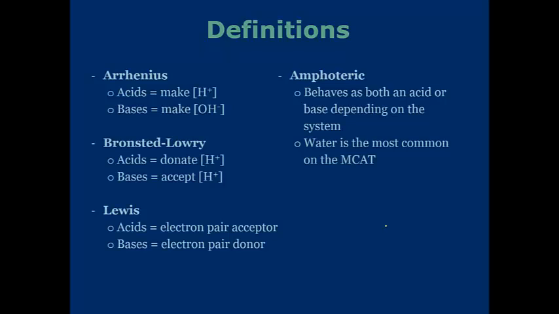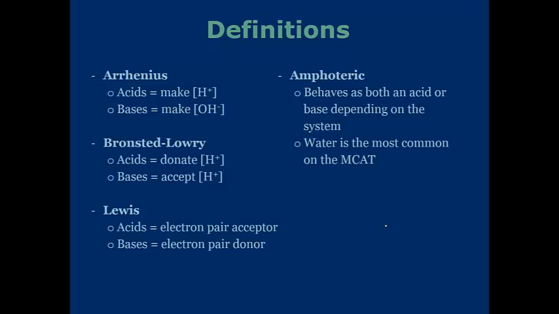The Arrhenius definition states that acids are what donate H+, or make H+, and bases make OH-. This is in reference to water, but obviously this definition doesn't quite cover all the types of acids. There are many acids and bases that don't have H+ or OH-, so how do we define those? Well, that's where the other 2 come into play.